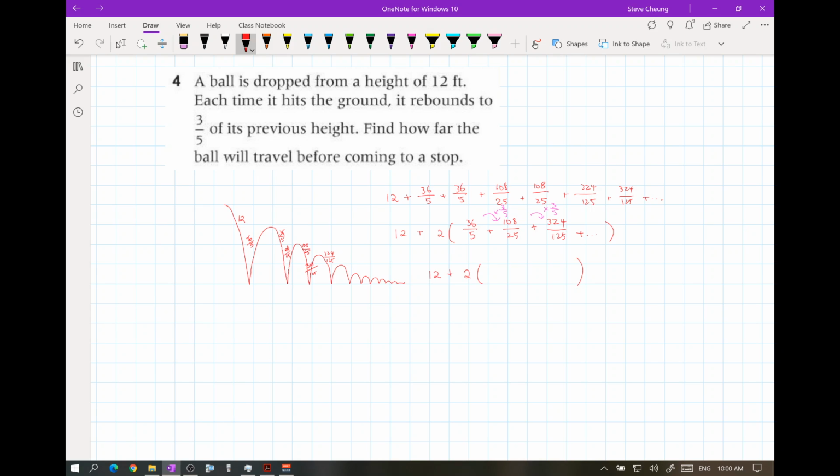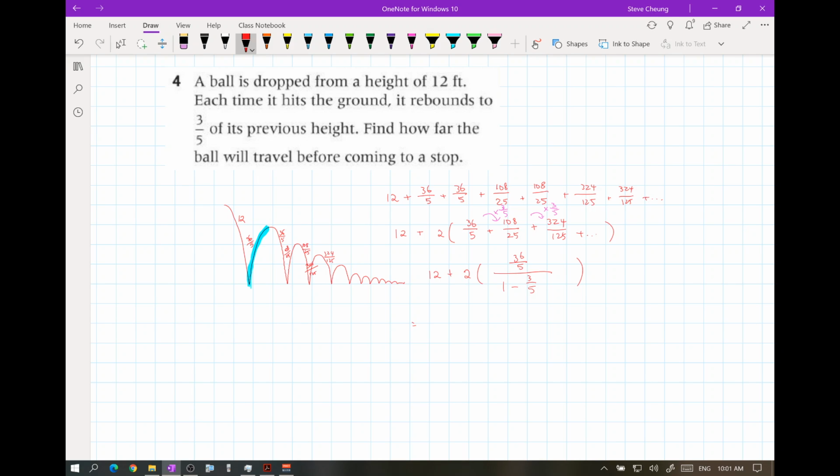So this is an infinite sum with the first term being 36 over 5. So not 12, because the first infinite series term occurs right after it bounces, right after it first hits the ground. So therefore, it's this part here. The first term is actually representing this part of the duration. And then we have 1 minus 3/5.